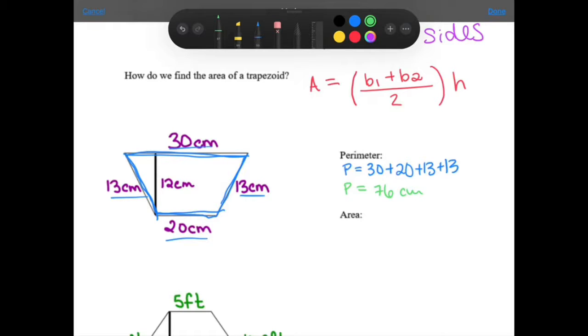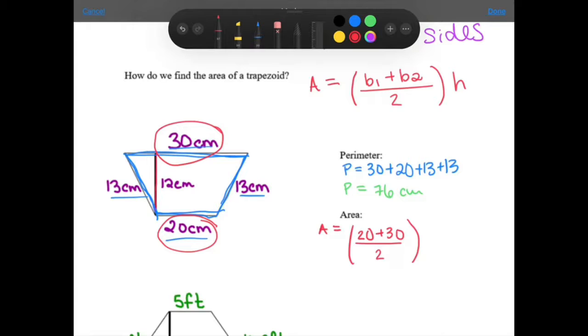Alright, now for area, we said that area is base 1 plus base 2 divided by 2 times the height. So, we have two bases, and the bases in a trapezoid are always the two lines that are parallel to each other. So here our bases are 20 plus 30 divided by 2 and times our height.